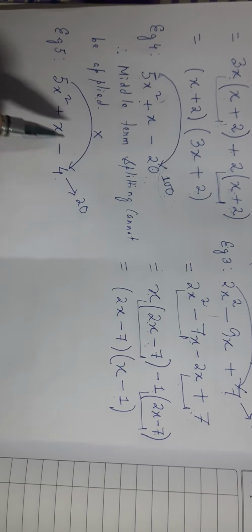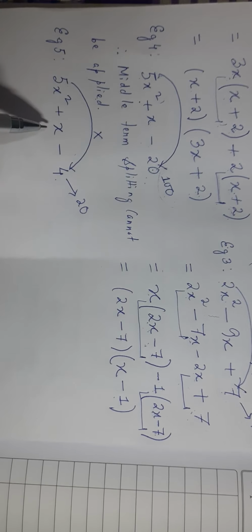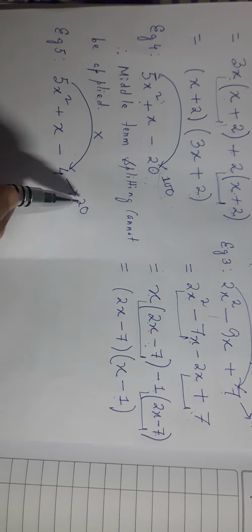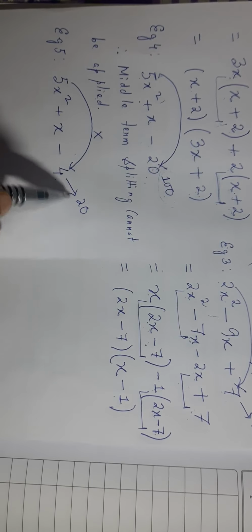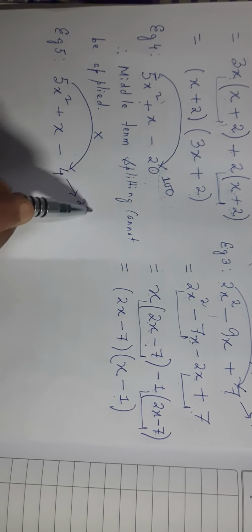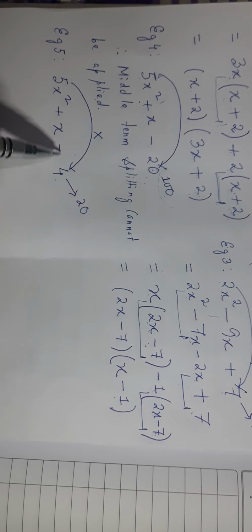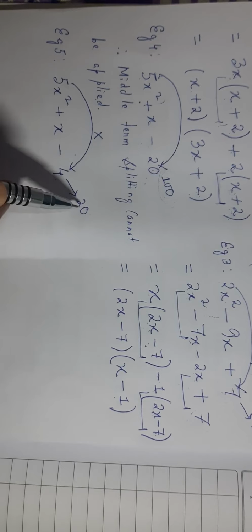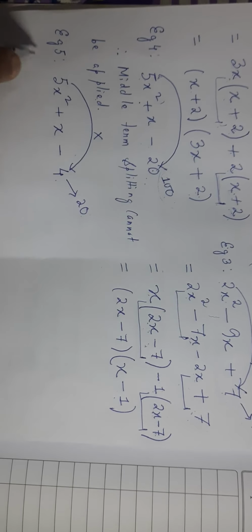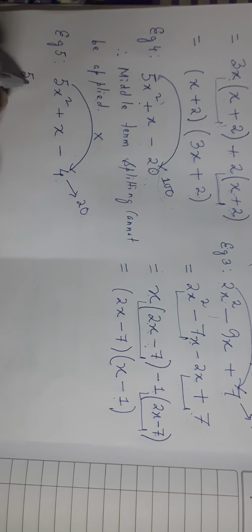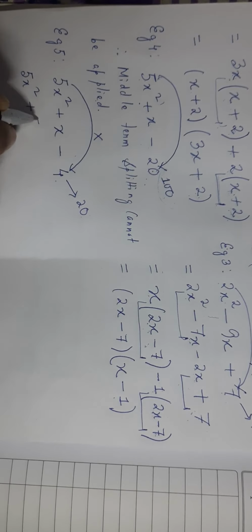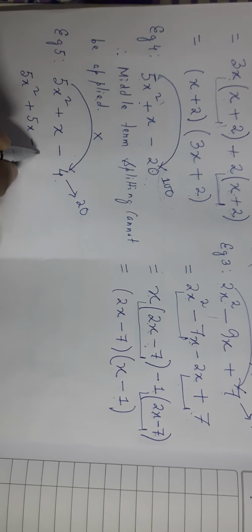Now what I have to do, I have to look for two numbers which if I add or subtract will give me 1, and those two numbers if I multiply will give me minus 20. Now here I have to remember it is not 20 here, it is minus 20, since here it is minus 4. So those two numbers can be 5 and 4.